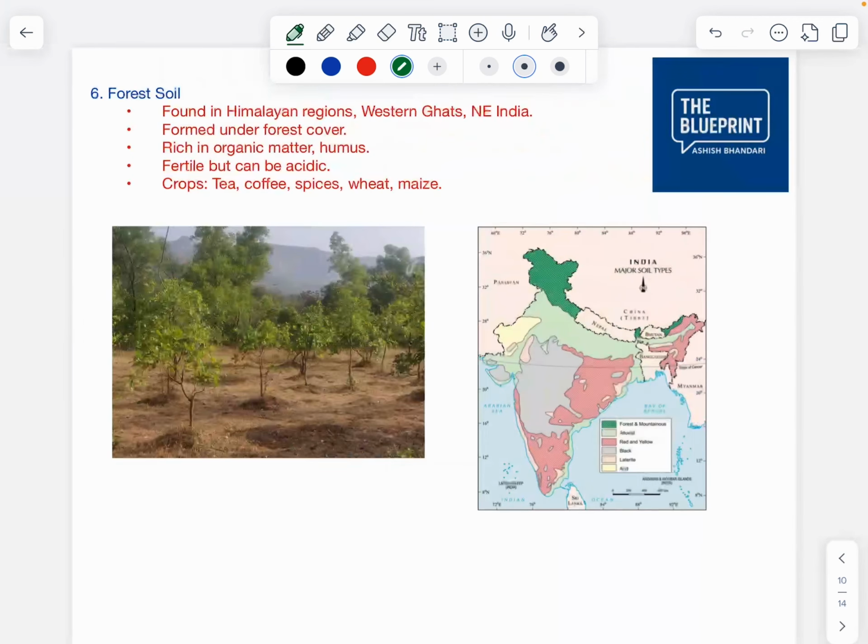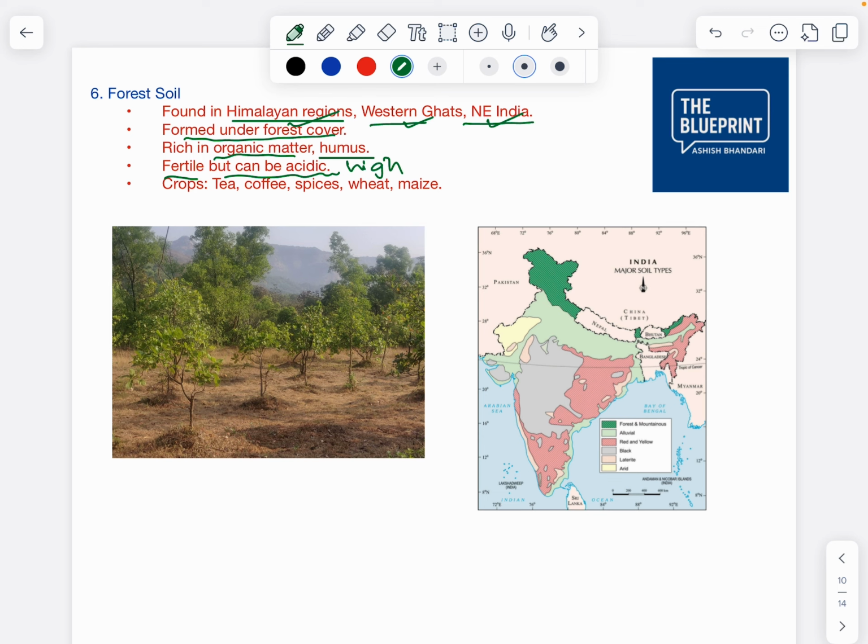Next, from dry deserts to the lush green forest, forest soil is found in the Himalayan region. It's found in the Western Ghats and Northeast India. Because the rainfall is high in these areas, we find very rich forest and forest soil, right? It is formed under the forest cover. It is rich in organic matter and humus because there are so many trees and so much organic matter. It is fertile, but it can be acidic because of the high rainfall.